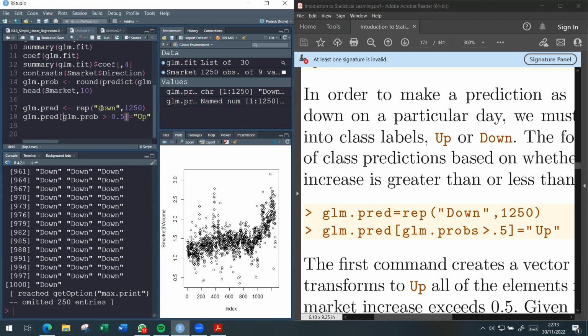Now the syntax. Now the idea is that in actual fact, some of those downs need to be up, depending on the model's probability predictions. And we're saying, take all your downs, but those downs that have the same position as when the probability is greater than 0.5, replace them with an up. So this is what we now have. We have ups and downs.